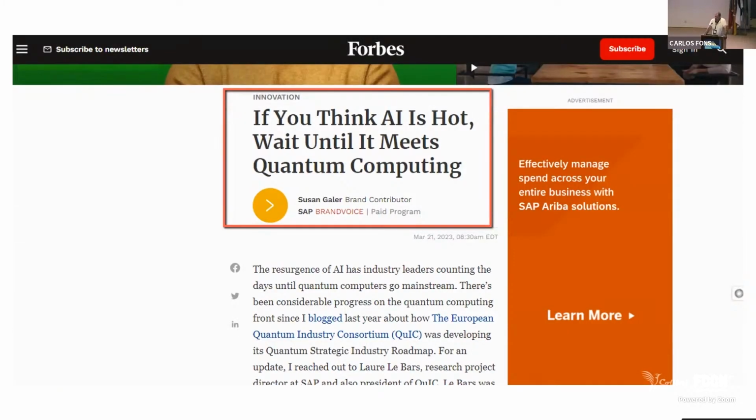If you think AI is hot, wait until it meets quantum computing. It is an article from Forbes. So in Europe, the European Quantum Industry Consortium starts the beginning of a new era of the industry based on quantum technologies: quantum communication, quantum computing, and quantum sensing. There is a new very important area, quantum metrology, that will also have a great impact in the future.